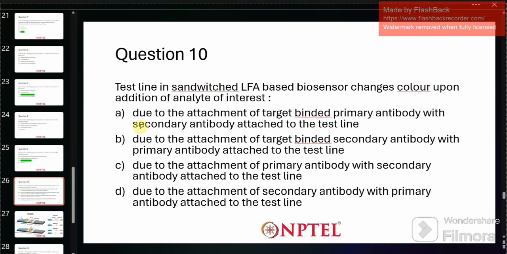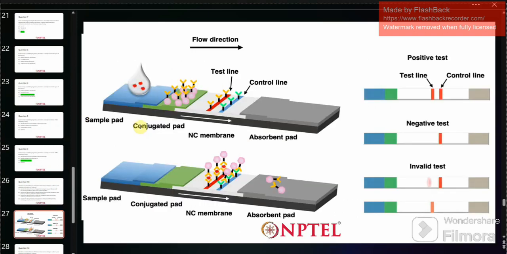I explained in the previous session that the main detection happens because the primary antibody will always be attached on the surface. What we have is a test line which is coated with the primary antibody. This is a schematic of a lateral flow assay. Here we have a test line which is coated with the primary antibody, right? The sample is being dropped on the sample pad.